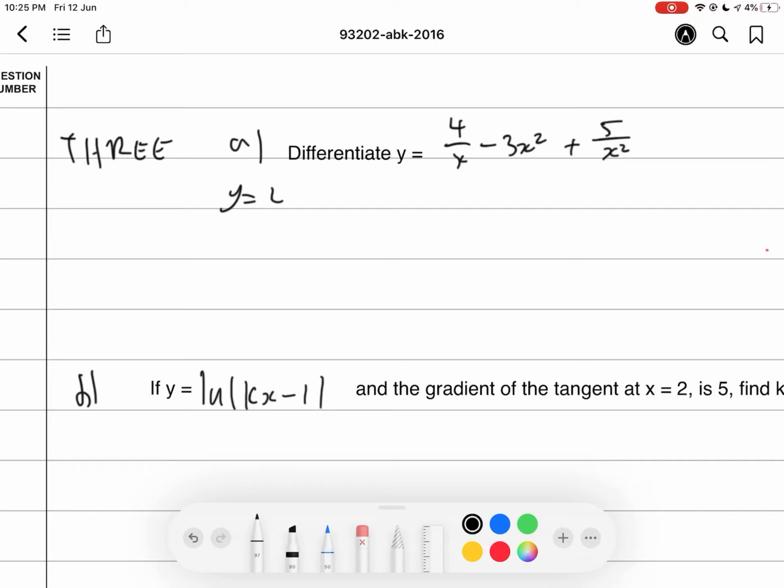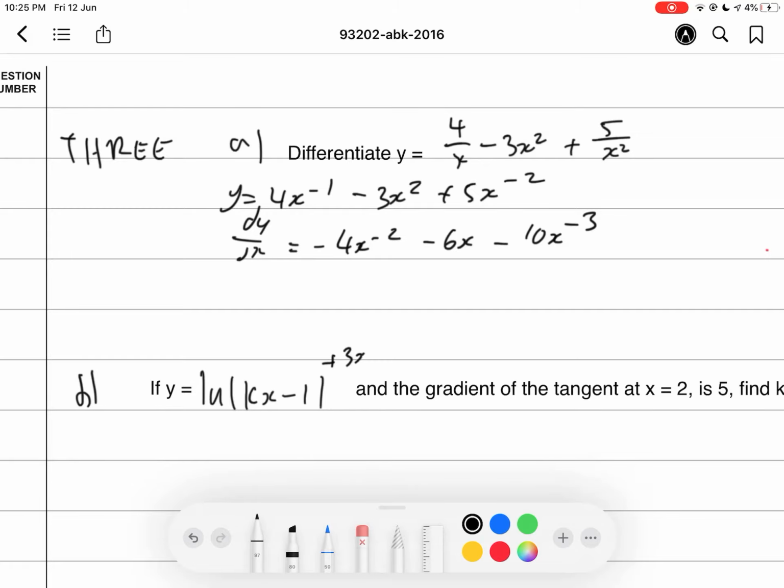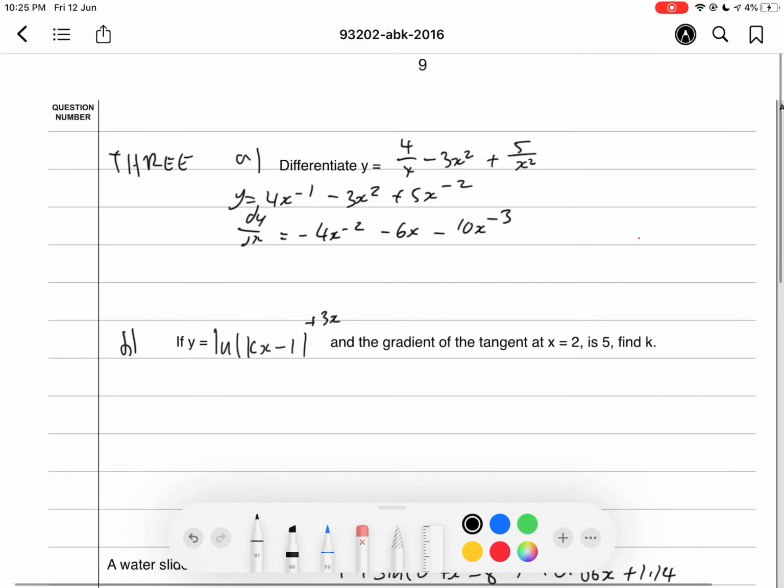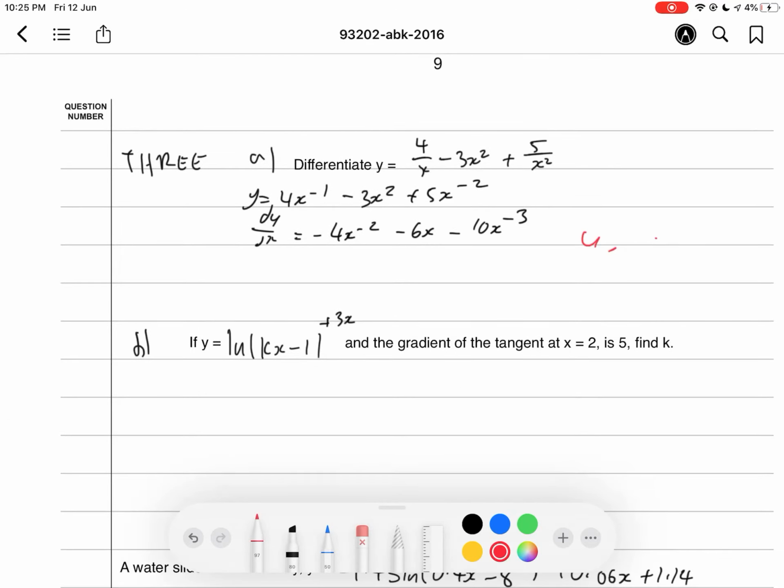So therefore y equals 4x to the power of negative 1 minus 3x squared plus 5x to the power of negative 2. Now applying the power rule, it becomes negative 4x to the power of negative 2 minus 6x minus 10x to the power of negative 3. Alright, so that's just an achieved question here. You actually don't need to simplify, because for question A, every test paper says you do not have to simplify your answer. So you can just leave your answer like this.